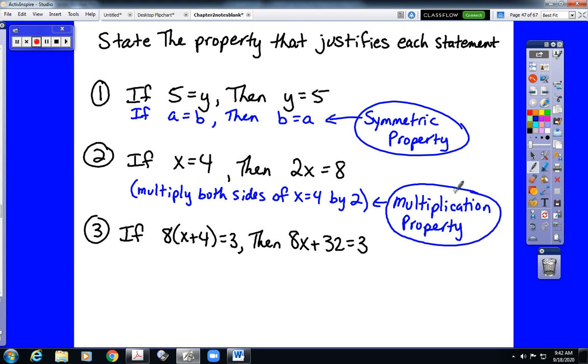Okay, finally, in the last step, we should recognize this one pretty quickly. That is distributing. That's what's happening there. We're doing 8 times x, 8 times 4. So that is the distributive property.